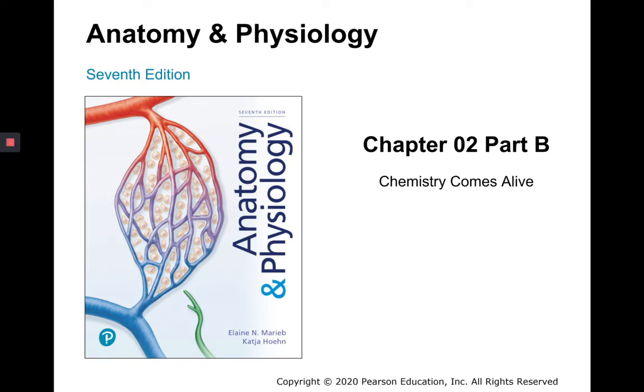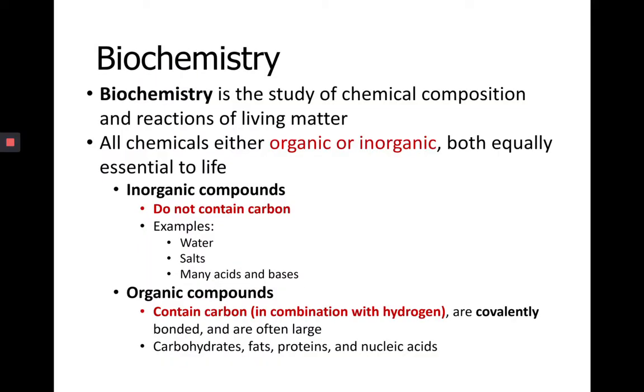Our next topic in Anatomy and Physiology 1 is still Chapter 2, but a look at biochemistry. So this is Chapter 2, Part B. Biochemistry is the study of the chemical composition of reactions and of living matter, really how they go together. So we have to first look at what are organic substances or compounds and what are inorganic substances and compounds, because they're both equally essential to life.